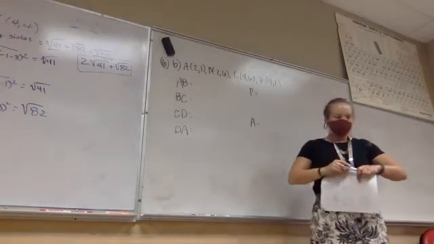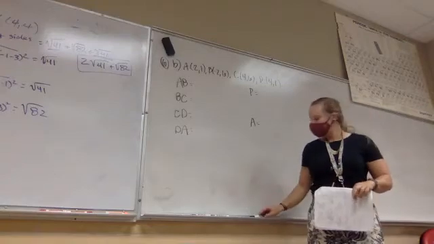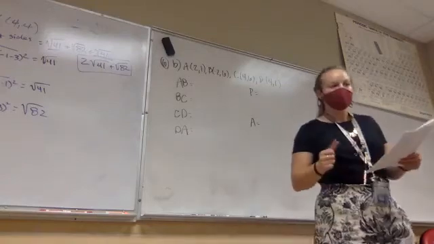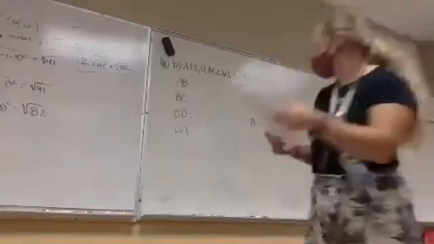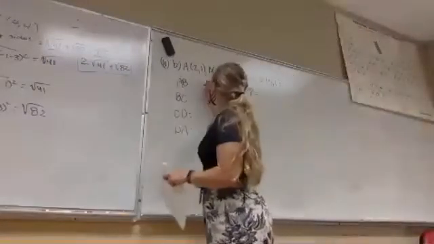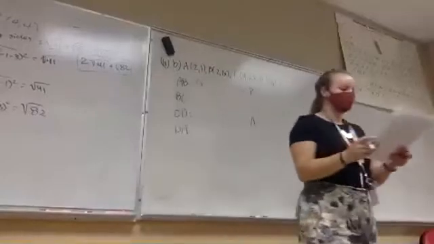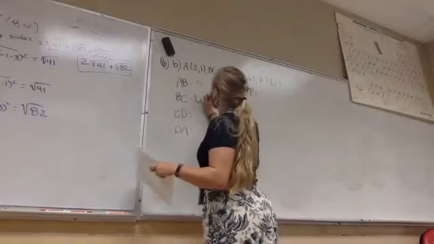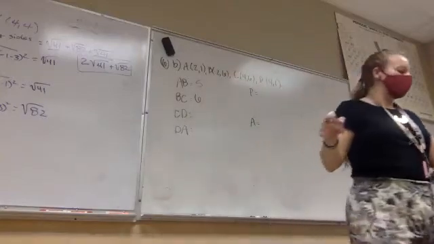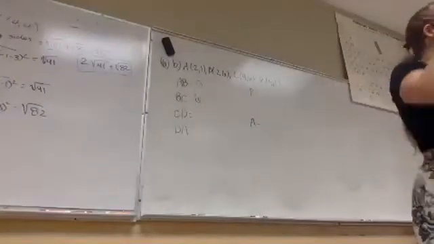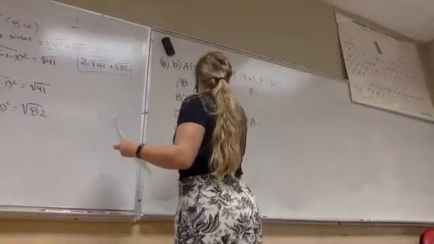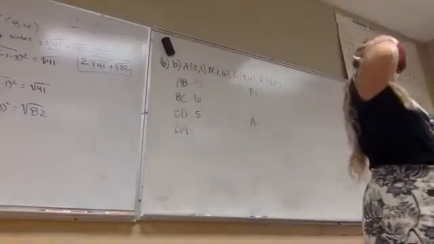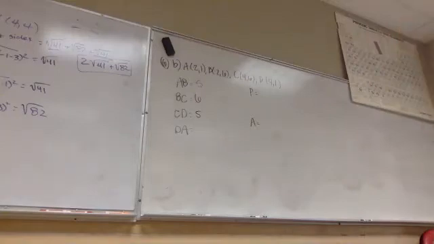All right, who found AB? I just did 5. 5, me too, that's what I think. BC, what'd you guys get? 6, that's what I got. Hint, I got all whole numbers for these. CD, what'd you guys get? 5, me too. And AD or DA, what'd you guys get? 6.